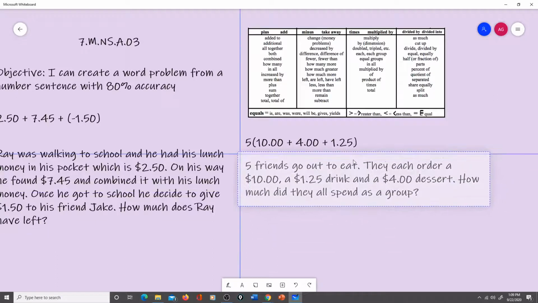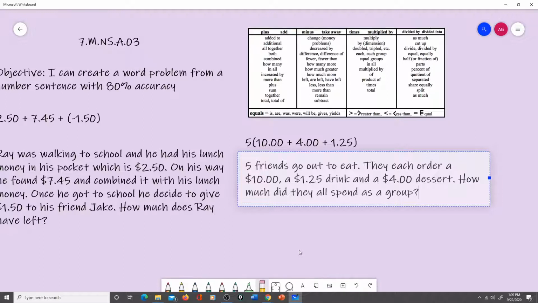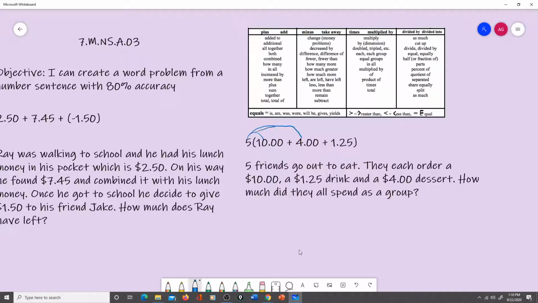All right, so now we can think about that, right? I got my 5 matches there, 5 friends. They each spent $10, $1.25, and $4 on dessert. How much did they all spend together? Well, that's going to show this problem, right? Because what it's showing here is that I've got 5 burritos, 5 desserts, and 5 drinks. So I'm distributing these 5 friends across all these items that I added together in my order. So then this sentence makes sense for this word problem.